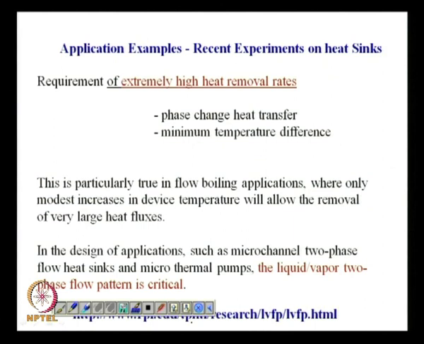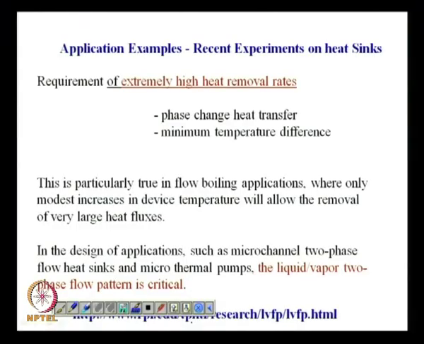Another advantage of phase change heat transfer is that the heat transfer takes place with a very small value of delta T. If you think of a heat exchanger, the delta T's could be of the order of 10s, 20s and 30 degrees centigrade, but when you have phase change heat transfer, you require a very small delta T so as to have a phase change.